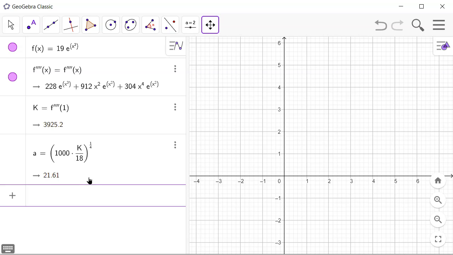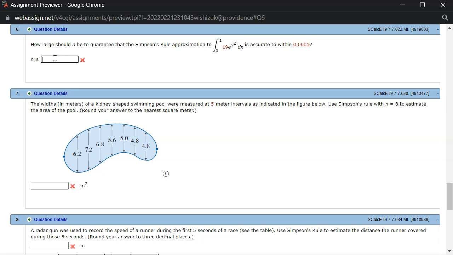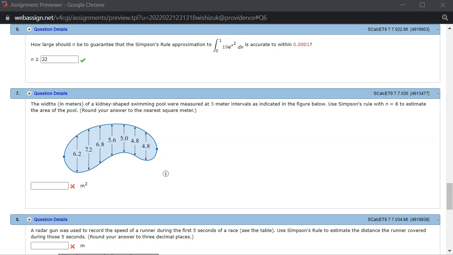And since n has to be an even integer, greater than or equal to 21.61, the answer is going to be 22. All right, let's type it in here. It's going to be 22. Let's check the answer. All right, I came back and it looks like we got this one correct.